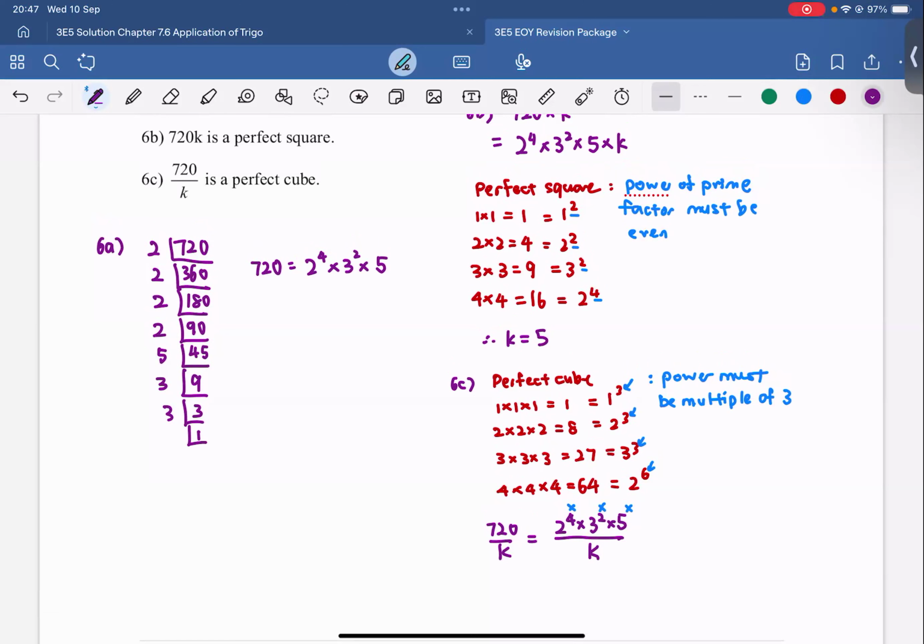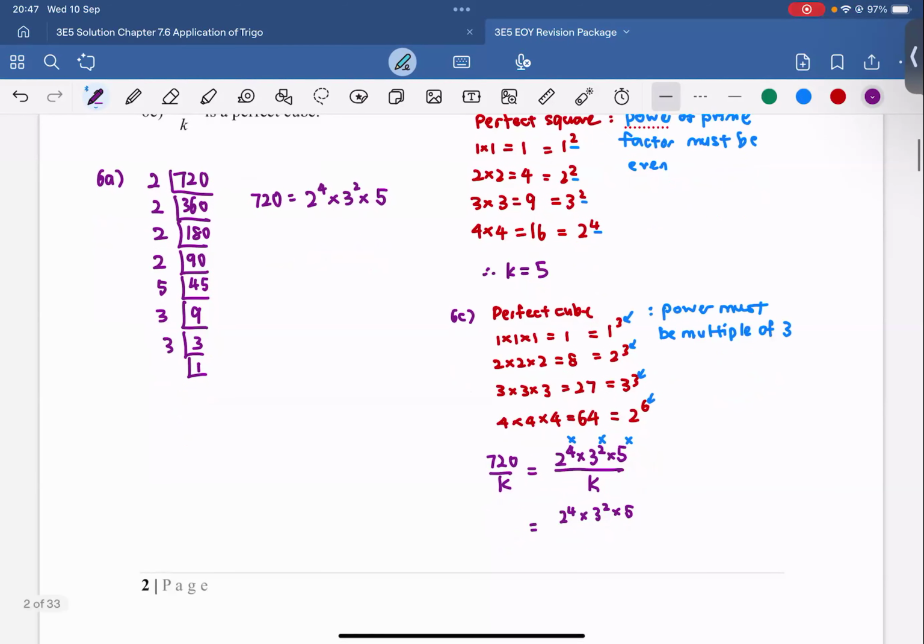Okay, so let's settle the 2 to the power 4 first. So k must be what, so that the 2 to the power 4 becomes a multiple of 3? So it must be 2, right? So 2 to the power 4 divided by 2 will become 2 to the power of 3. Then the 3, how? The nearest multiple of 3 is 3, but I cannot make it go bigger. I can only make it go smaller. So what do we do? We choose 3 squared to make it disappear, to make it 3 to the power 0. Same for the 5. I cannot make it go bigger, so I make it disappear.